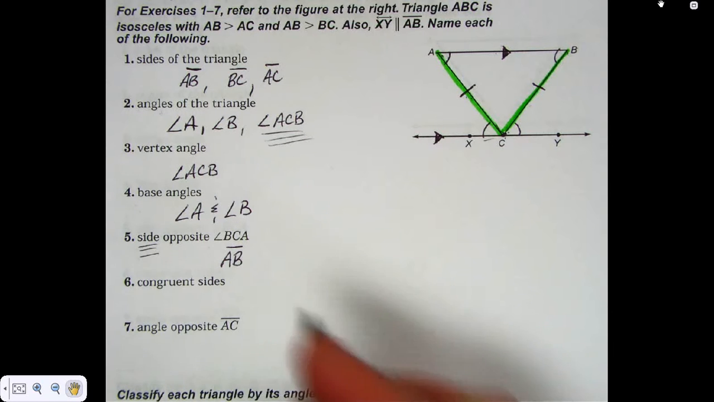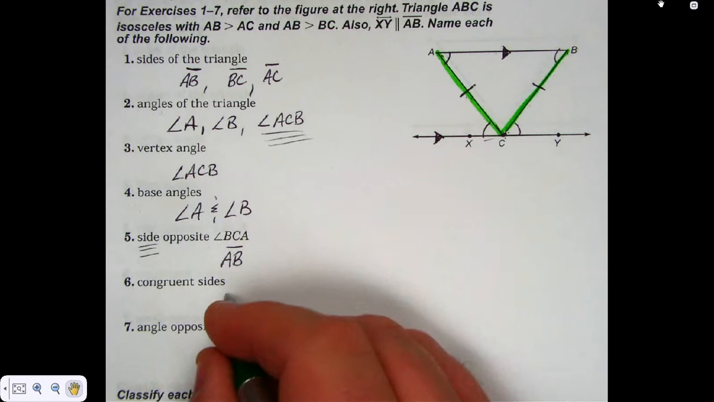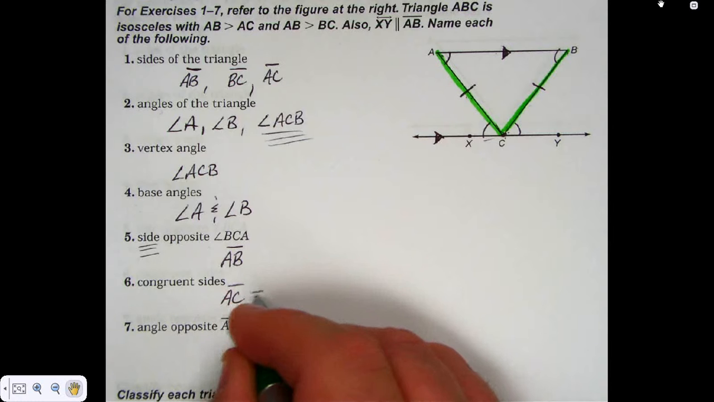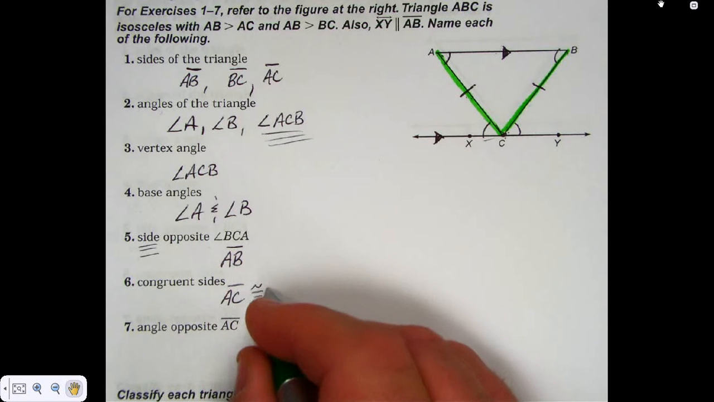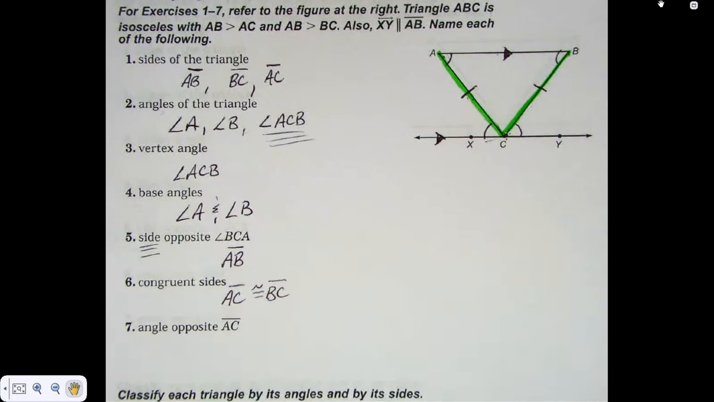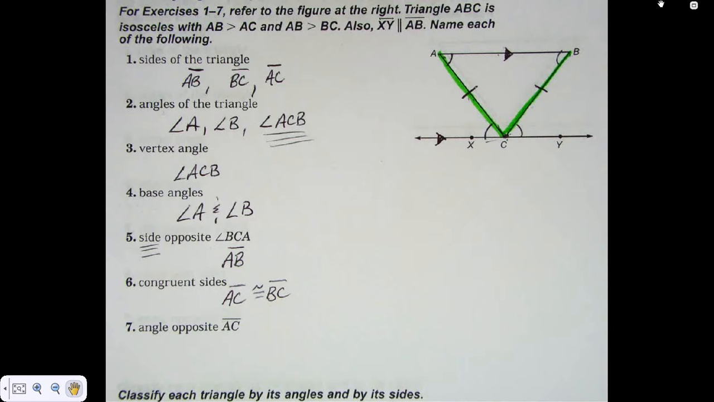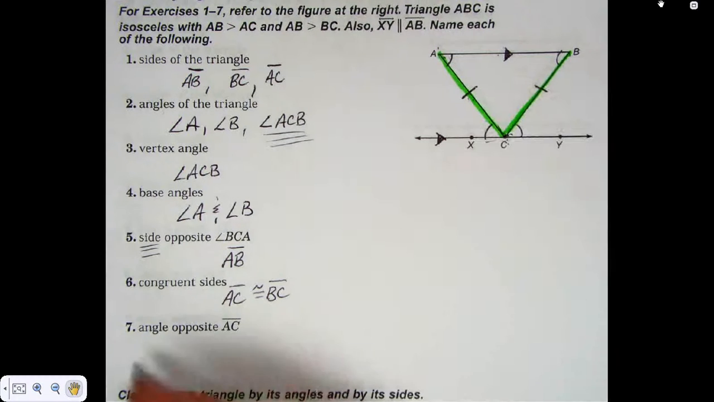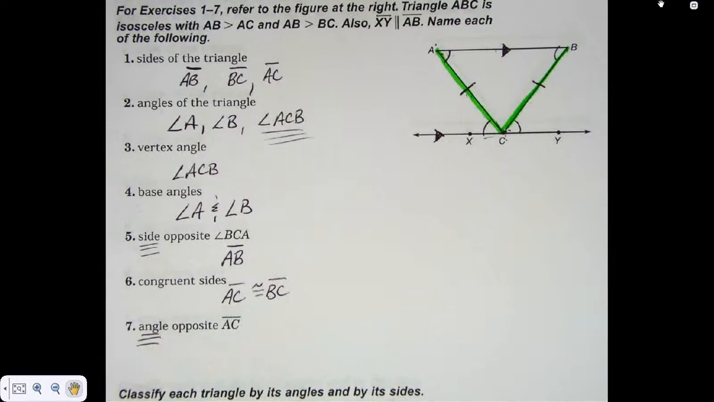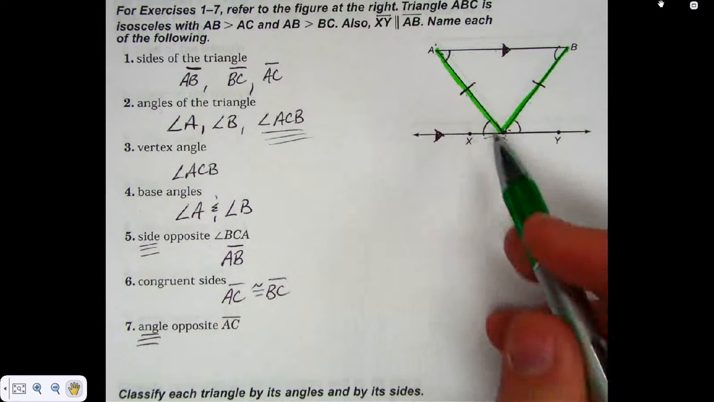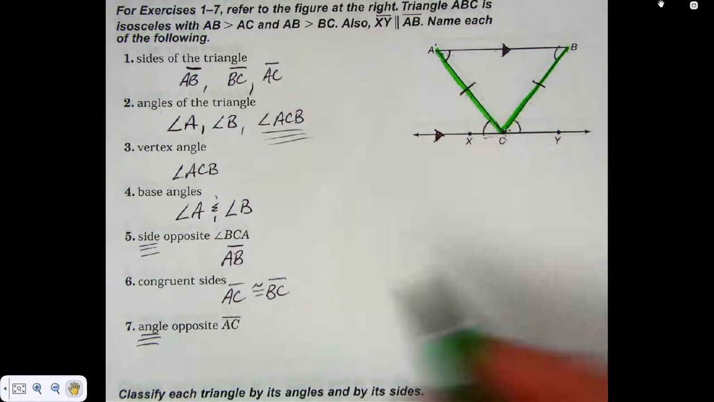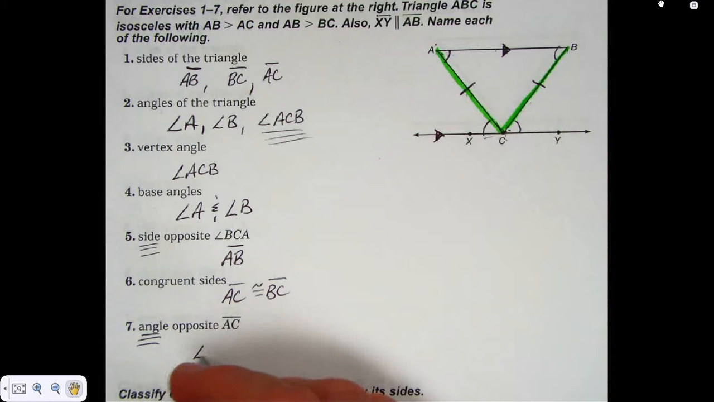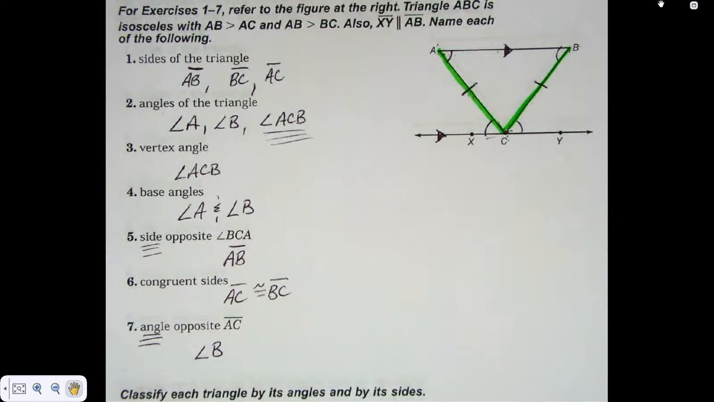Okay. Number 6. What are my congruent sides? AC would be congruent to segment what? Very good. Which angle is opposite AC? Which angle? So, which angle is opposite AC? B. So how should I put it? Angle B.